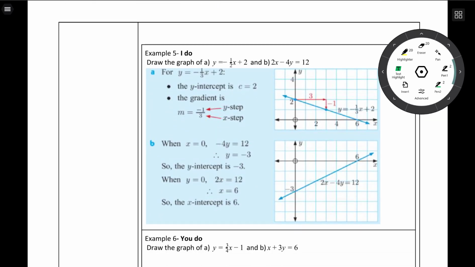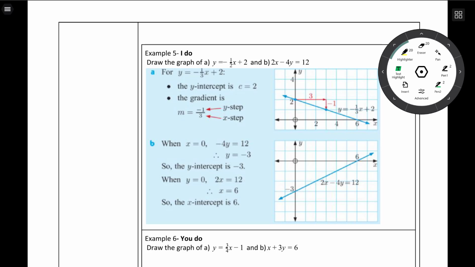Okay. Next, graphing. Okay, so graphing, I know how to graph. That shouldn't be all that tough. Let's take a look and see what we are suggesting here. So we've got two different graphs: y equals negative 1/2 x plus 2, and then there's also 2x minus 4y equals 12. We say, okay, how are we supposed to do each one of these?